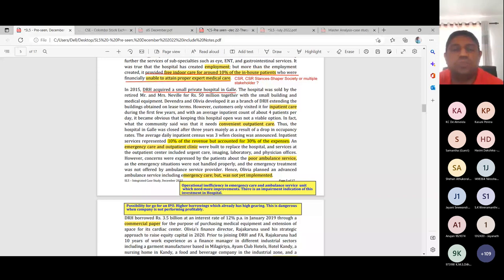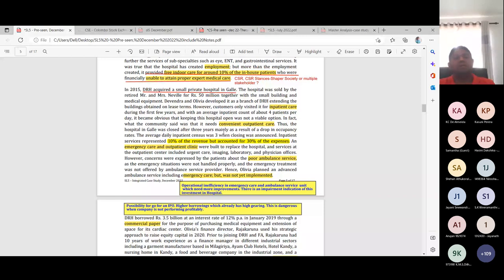Thus, the hospital in Gold was closed after 3 years, mainly as a result of a drop in occupancy rate. It was closed, no? The average daily inpatient census was 3 when closing was announced. Inpatient service represents 10% of revenue, but accounts for 30% of the expenses, highly expensive, right? An emergency care and outpatient clinic were built to replace the hospital. Initially it was an inpatient hospital, and now they closed that one and started a different hospital, an outpatient clinic.